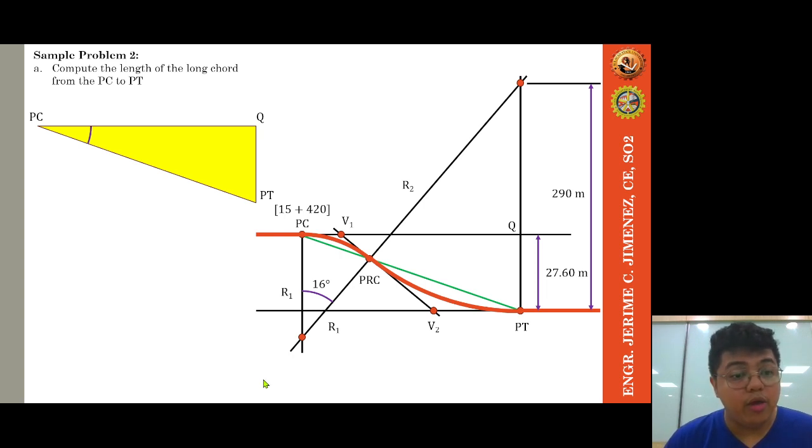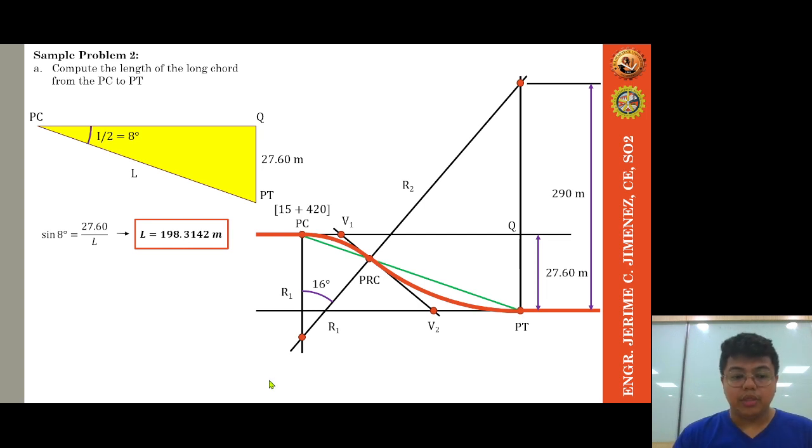With the formula of I over 2, wherein I here is equal to 16 degrees, 16 degrees divided by 2 is equal to 8 degrees. From PC to PT, that is the long chord, let's denote it as L. From Q to PT, that is the parallel distance P, which is 27.6 meters. Using sine function, we have sine 8 degrees is equal to the opposite, 27.6, all over the hypotenuse L. We can now compute for the long chord as 198.3142 meters.